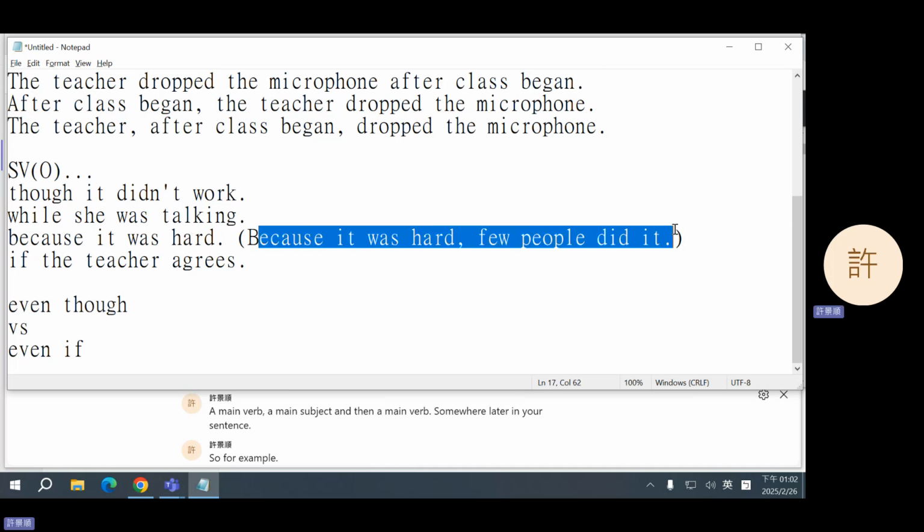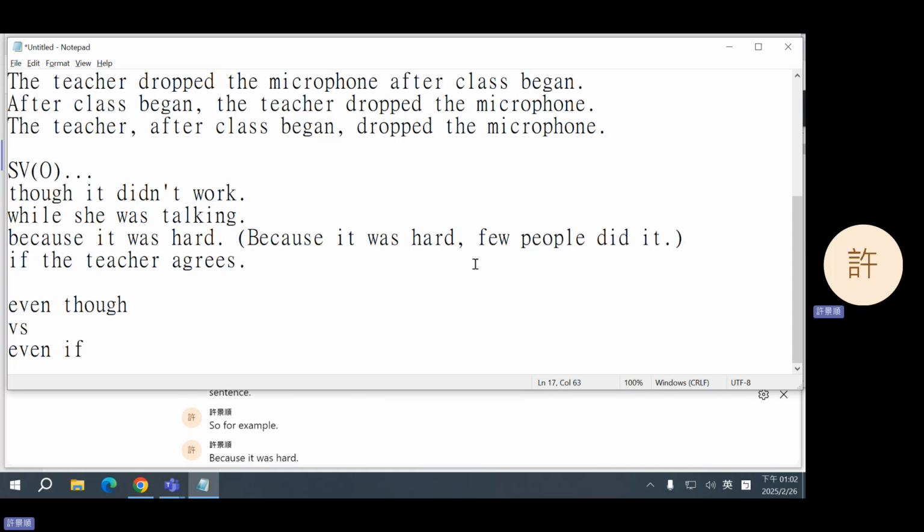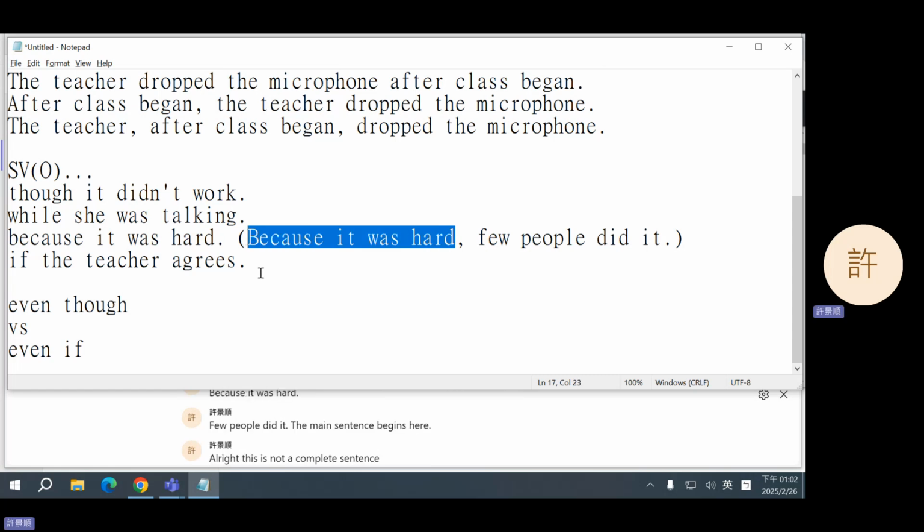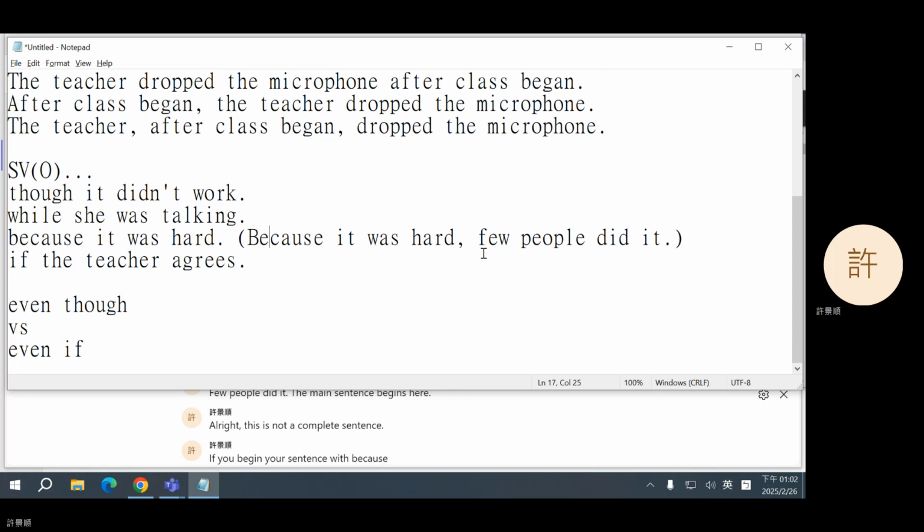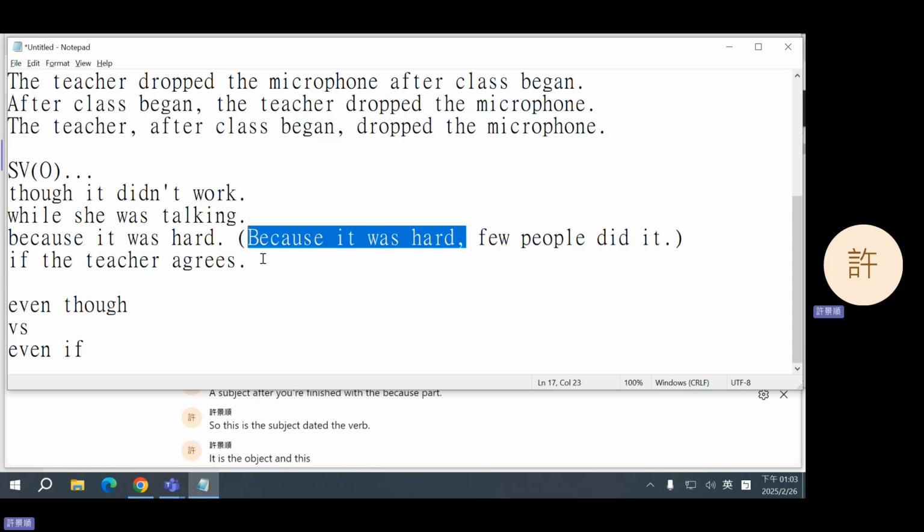Because it was hard, few people did it. The main sentence begins here. Right? This is not a complete sentence. If you begin your sentence with because, you have to later add a subject after you're finished with the because part. So this is the subject, did is the verb, it is the object, and this is the everything else. In this case, it is the reason.